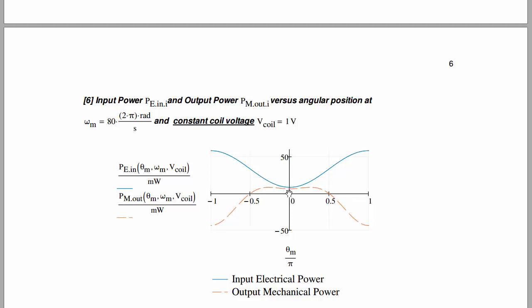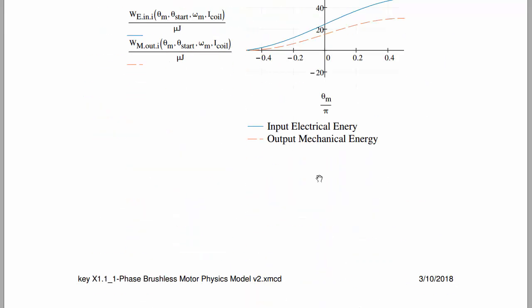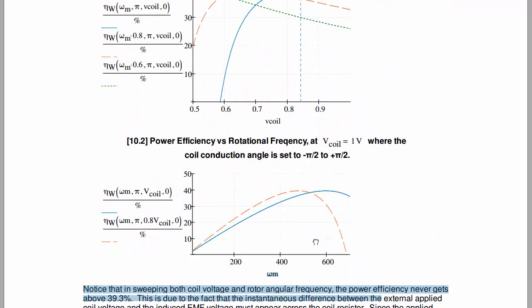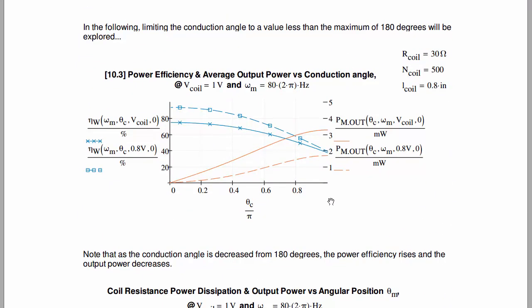However, because we conduct for only a small portion of the full 2 pi cycle, we're not able to deliver much average power, and that's what we see from this curve here. So the orange curve, which corresponds to the right side here, is the average output power, and we're plotting it for a coil voltage of 1 and a coil voltage of 0.8, and we see that it's maximum when we have the maximum conduction angle of pi, and it decreases as we go down in conduction angle.